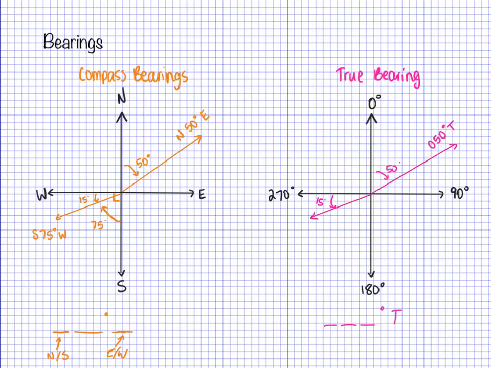So in this case, that angle is going to be 255 degrees true. So no matter which bearings example you're given, it's really important that you stick to the set notation for each of the types. So now we'll try a few examples.